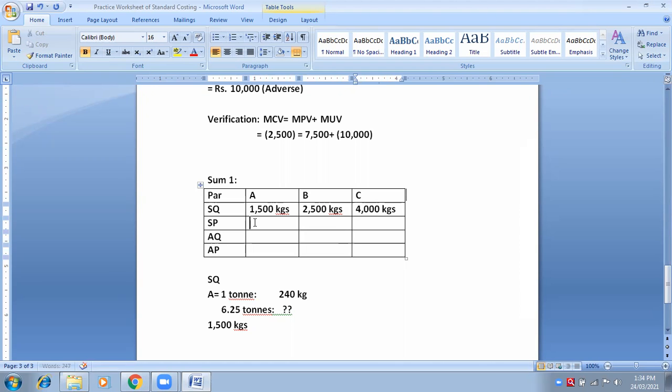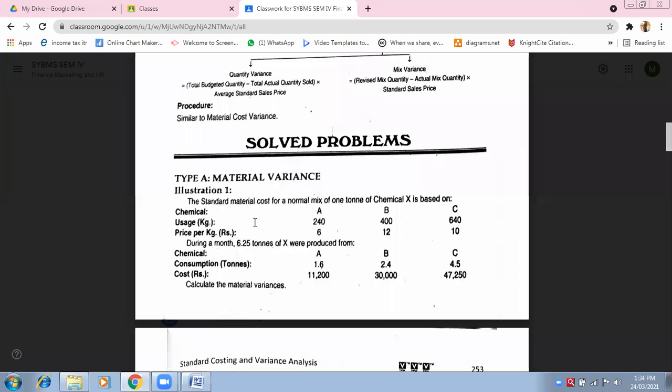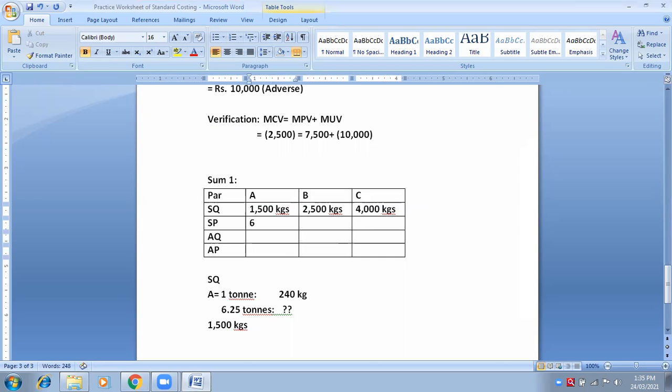Now standard price. Standard price is given as we want. It should be per kg, per unit. It is given. Price per kg, 6, 12, 10. So here we will write rupees 6 per kg. The second one is 12 per kg and the third one is 10 per kg.